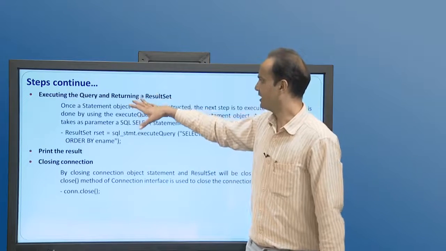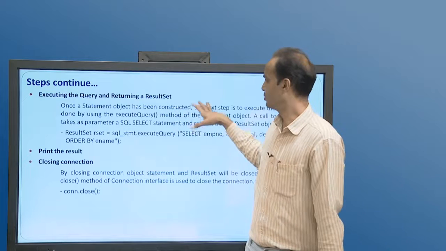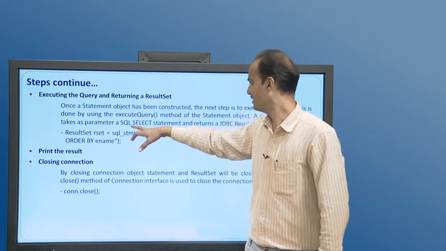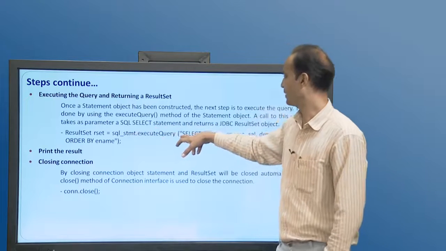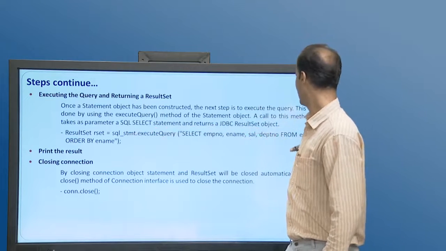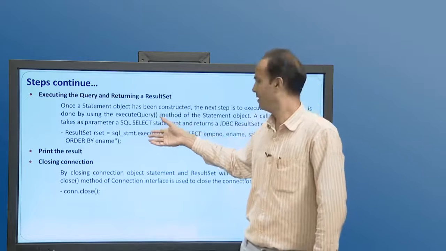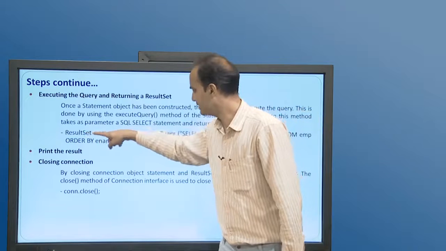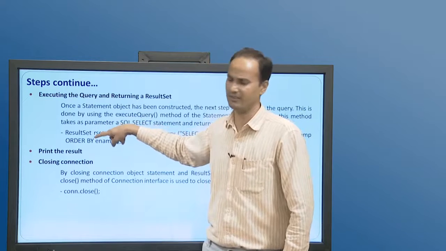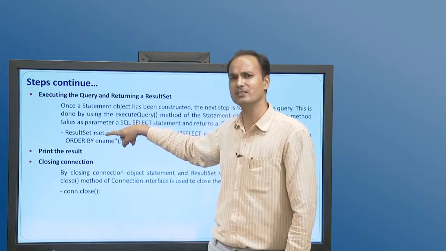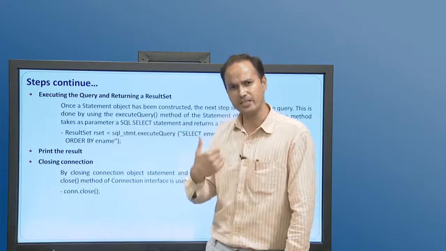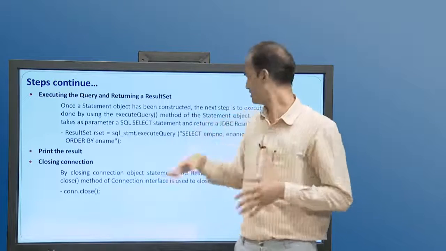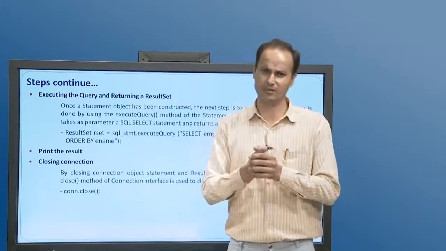The next step is to fire the query and return the result set. We already know that we have a statement instance from the previous slide. Then we are using it to fire a query: select employee number, name, salary, department from employee, order by employee name. The returned records will be stored in the ResultSet instance rset, and we now have our records in this instance, and we can manipulate it using the methods of, say, a scrollable result set to fetch records, all these things as we have received from the query.